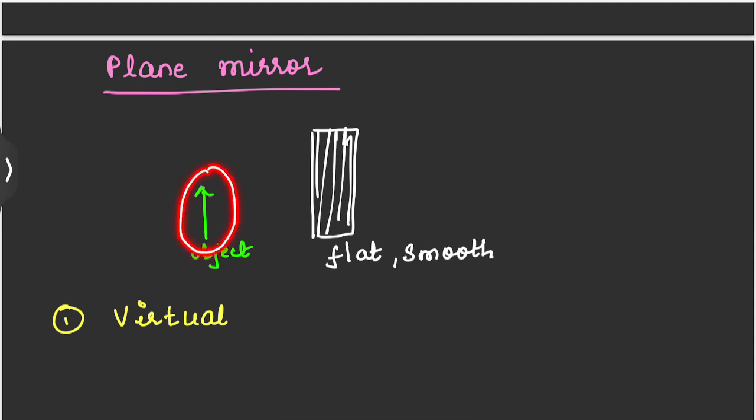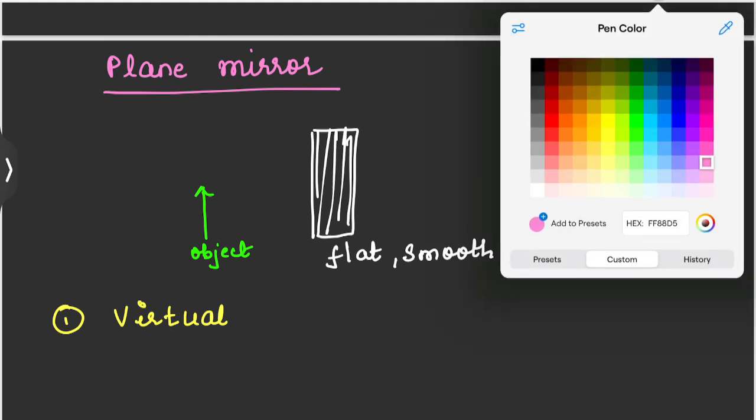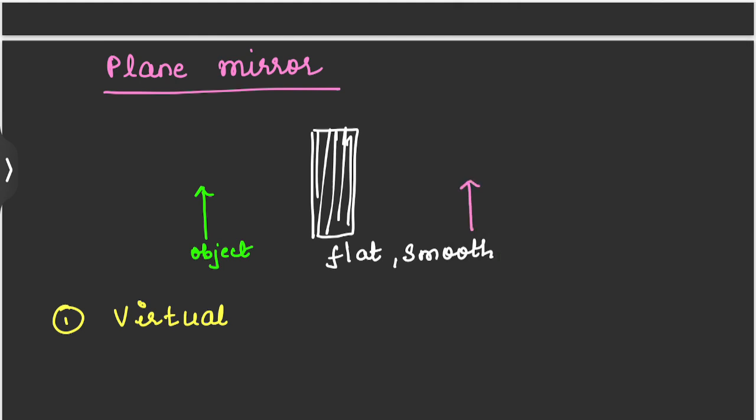Now where will the image be formed? The image will appear to be formed behind the mirror. So this is the mirror, this is the front of the mirror and this is the back of the mirror. Here the image appears to be formed behind the mirror. That is called a virtual image. Virtual means not real. It is not the real image. It only appears to be formed behind the mirror. So the image formed is virtual.